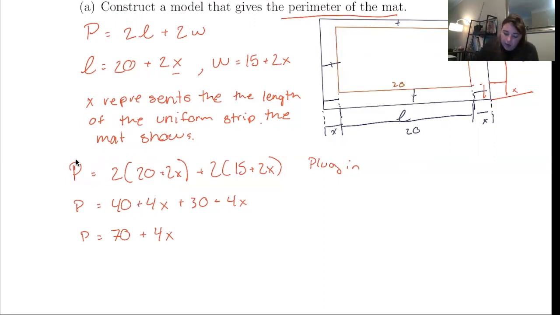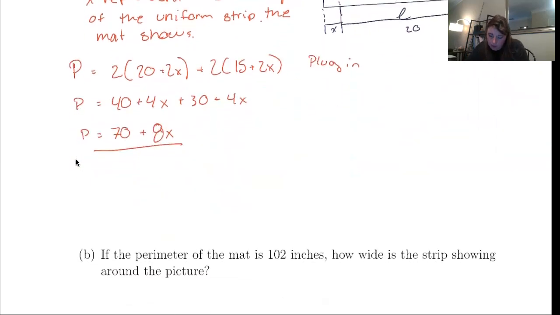Is everyone okay with how I got this mat? Oh, yes, not 8x. Sorry. It's going too fast in my head. Alrighty.